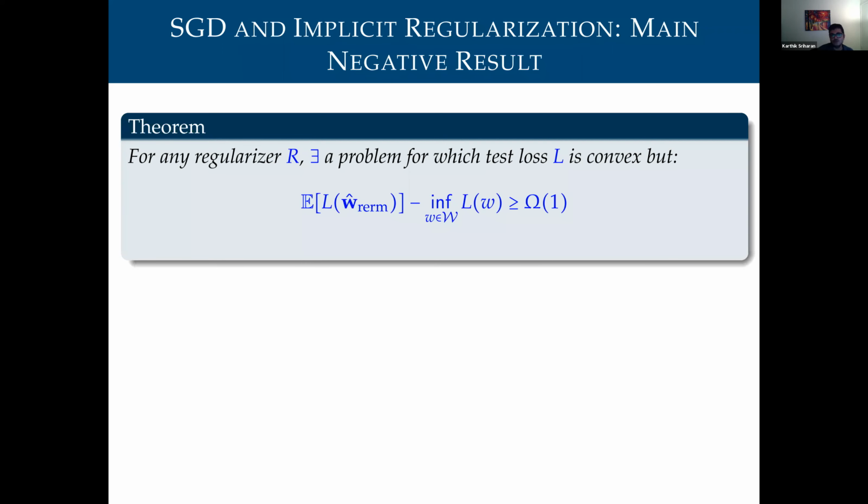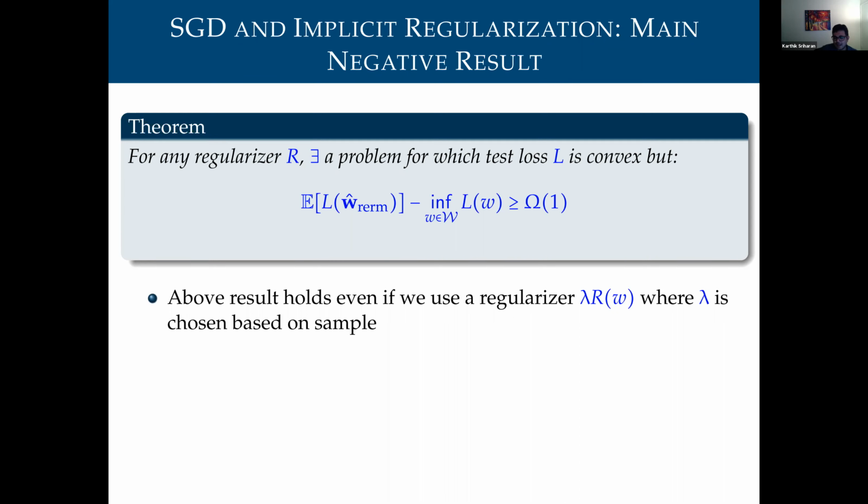So this says that there is no way SGD's solution can be regularized empirical risk minimization. More strongly, it says that not just that SGD does not give you regularized empirical risk minimization, it's in fact true that no regularized empirical risk minimization will work for these problems.